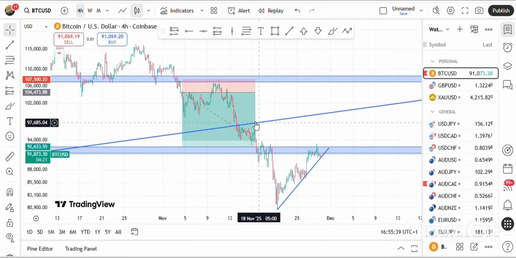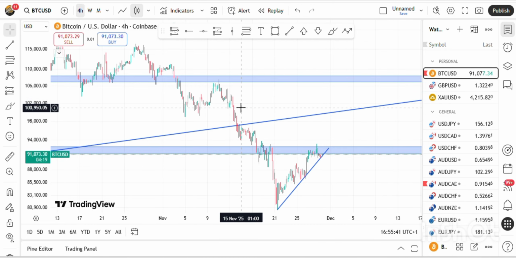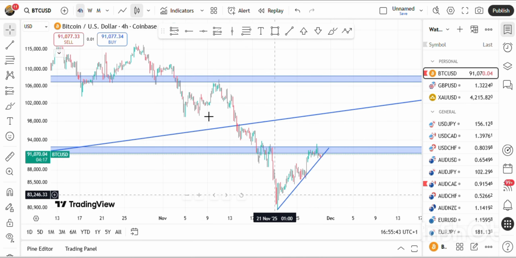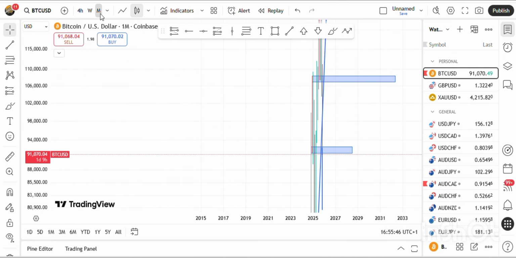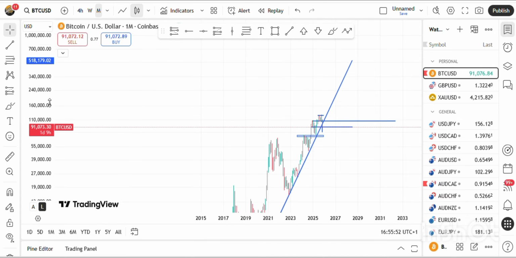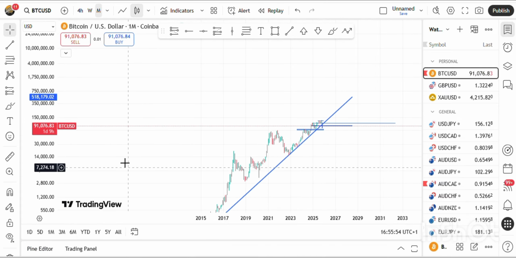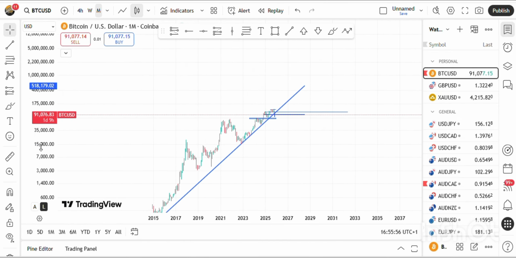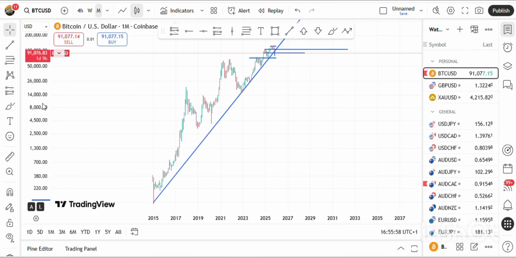Okay, so on BTC, you can get rid of this. We already got this trade, right? BTC, we have something interesting going on. I'll start from the monthly time frame. Right, so on the monthly time frame, you can see we had a good uptrend. That's why I have that upward trend line there. Great, and then we have this.